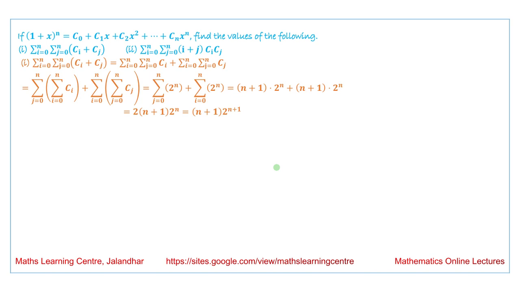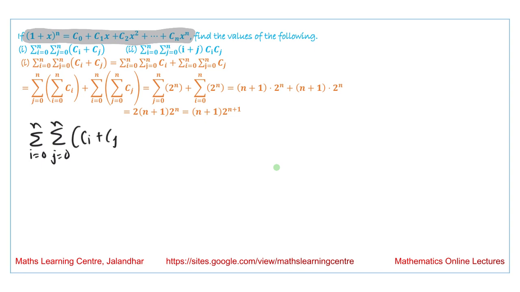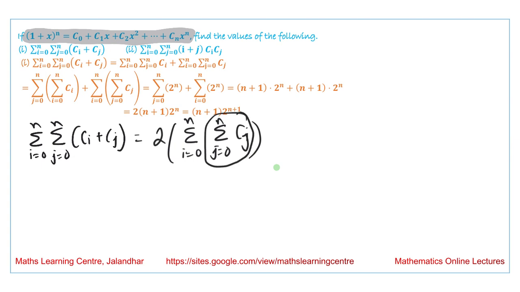Now next is, if (1 plus x) raised to the power n is equal to this value, we have to find the values of these terms. So the first part we have is sigma i is equal to 0 to n, sigma j is equal to 0 to n, ci plus cj. Now this is equal to sigma i is equal to 0 to n, sigma j is equal to 0 to n. We are writing cj, second term will be same, so we are writing 2 times over here. Now what is sigma cj, j is equal to 1 to n? We are saying c1 plus c2 and so on up to plus cn. We know that the value is 2 raised to the power n.